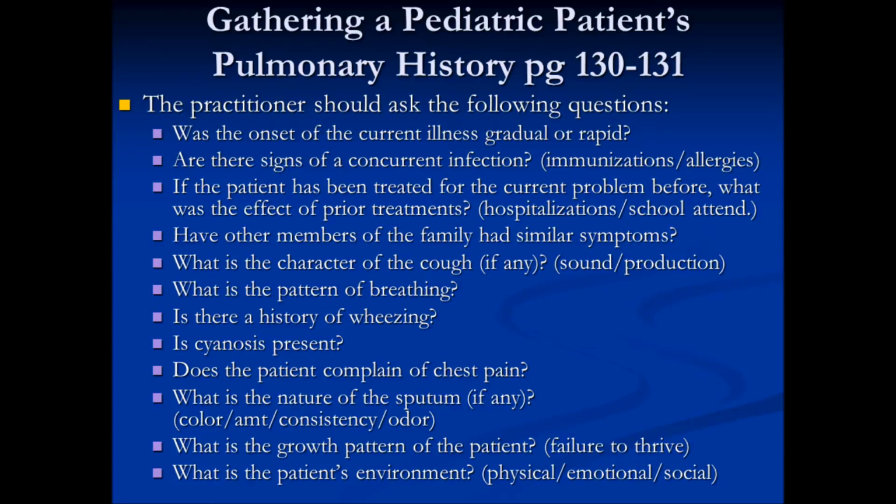Are there any other family members that have similar symptoms? If they have a cough, what's the character of the cough? And the pattern of breathing is also important. If the patient is wheezing, as you know, we need to treat that with specific medication. Is the patient cyanotic? Because that can show signs of either oxygenation issues or perfusion problems.